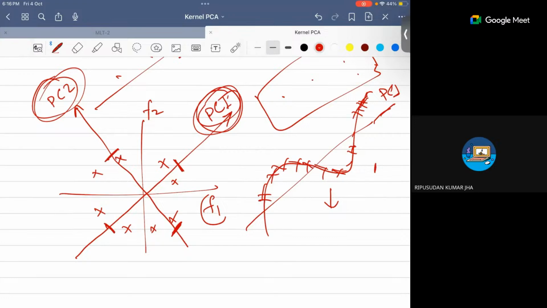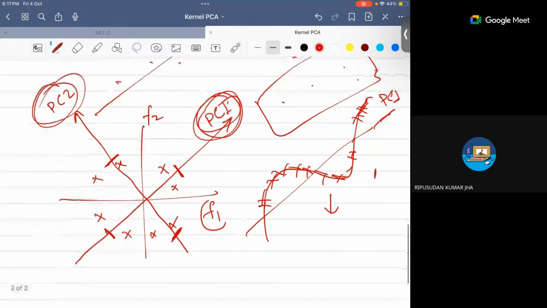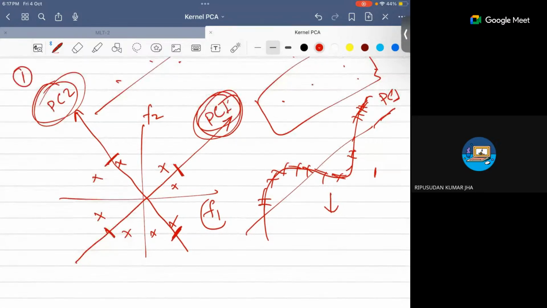So in this type of data set, it will be very difficult for you to directly apply PCA. That's why we will be learning about something else, like kernel PCA. So as of now, this is the first issue that we have incurred.